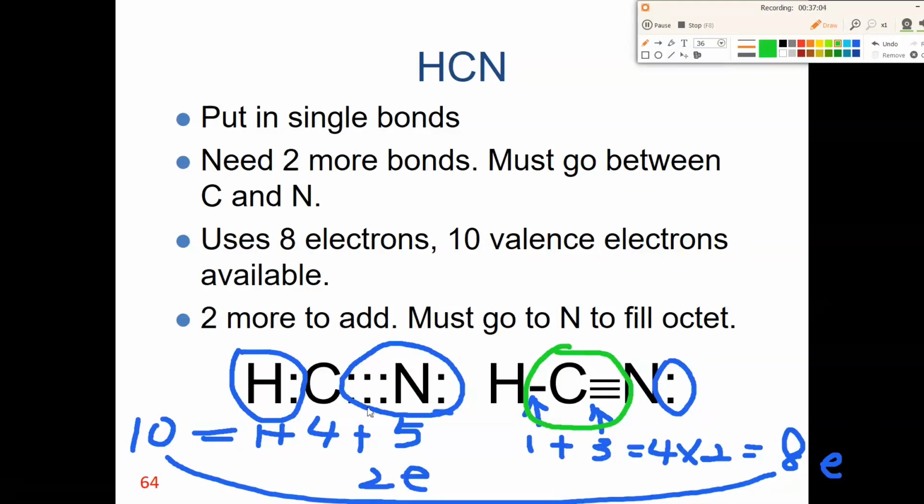So this is the exact Lewis dot structure for this compound.